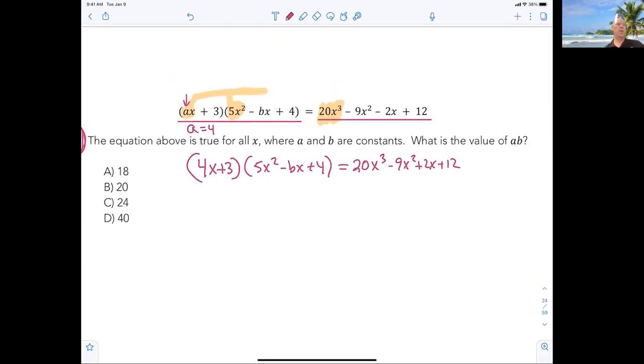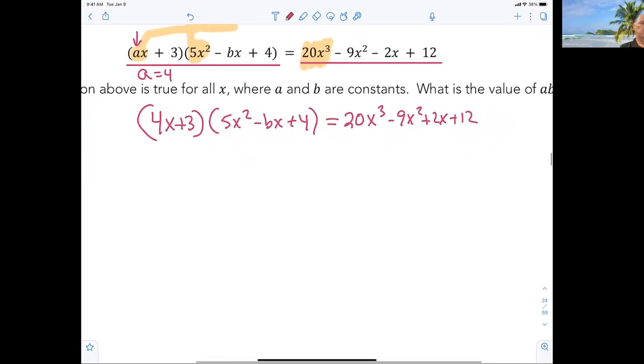Now, we know that A is 4. So I could probably confidently say I don't think it's going to be choice A, because 4 times a fraction or a decimal would have to be 18. So if I was guessing, I'd probably say it's not that. Okay, does everybody agree? I'm hunting for B now, right? So B is right here. That's the X term, right?